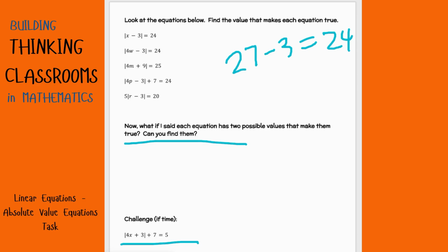As we're walking around, we like to see the students being at least 3 equations in before we prompt them with this second piece. Then we would say, hey, looking at this, what if we said each equation has 2 possible values that make them true? What do you think about that? And we get questions like, well, how could that possibly be true? And we would ask further questions.